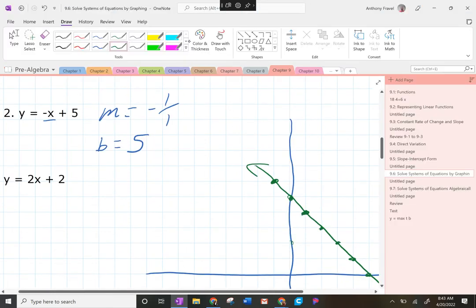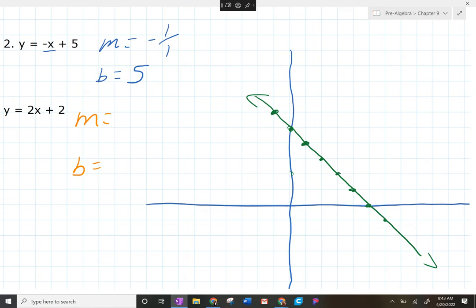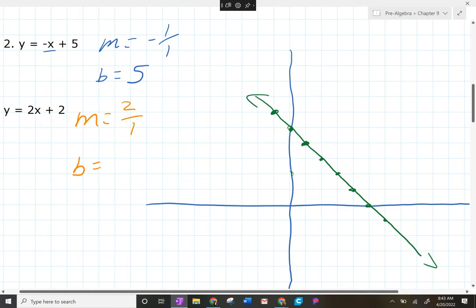New color. Yahoo. So for my next equation, m value. Daniel? 2 over 1, positive 2 over 1. I like it. My b value. Austin? A positive 2.